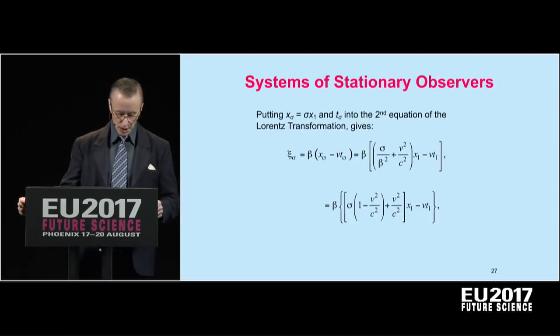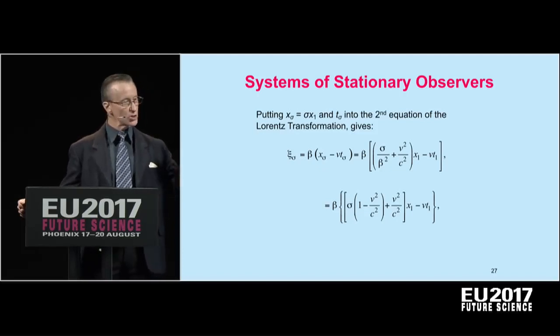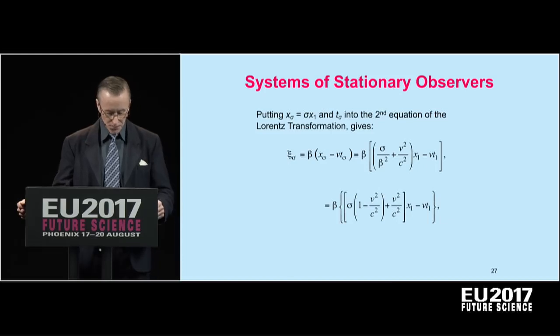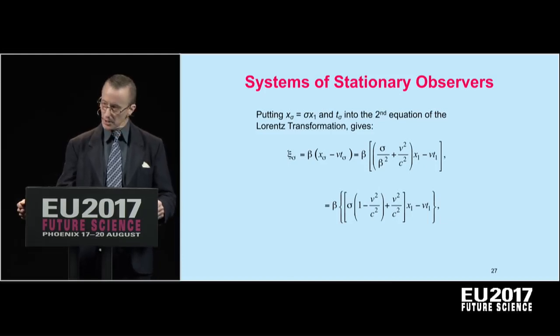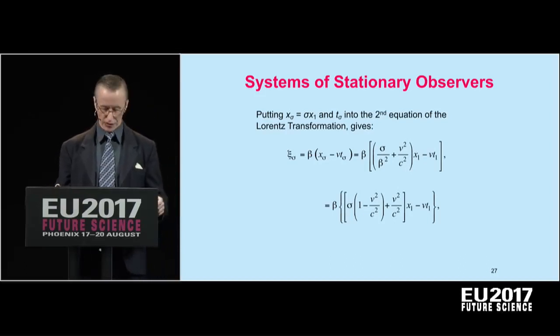Here's an equation that I derived in a paper that I wrote, but I've just given you the result rather than the derivation. If you put x sub sigma equals sigma x sub 1 and t sub sigma into the second equation of the Lorentz transformation that we saw earlier slide, we get this complicated looking expression. And again, if we make sigma equals 1 in that bottom equation, then we get 1 minus v squared over c squared plus v squared over c squared. That's just 1. And that produces x1 minus v t1 multiplied by beta. That's exactly the Lorentz transformation in one particular case, Einstein's case.